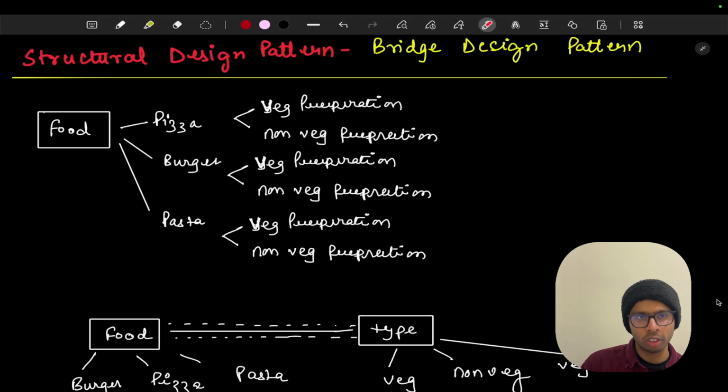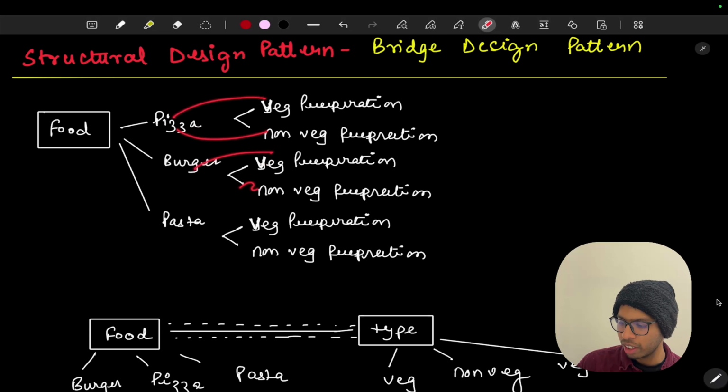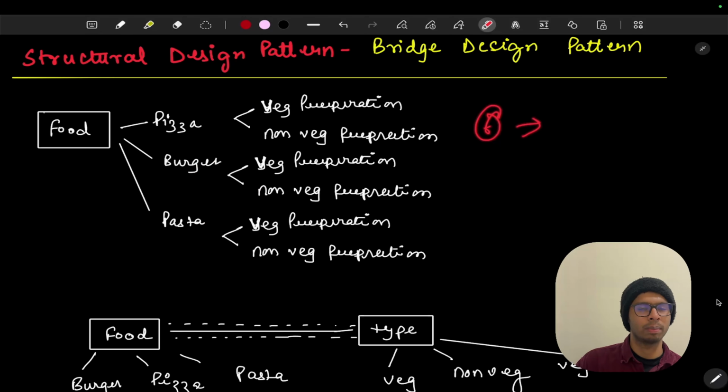So for the total number of classes, there can be pizza veg, pizza non-veg, burger veg, burger non-veg, pasta veg, and pasta non-veg. In total we have 6 combinations here. Let's move to the code and understand it.